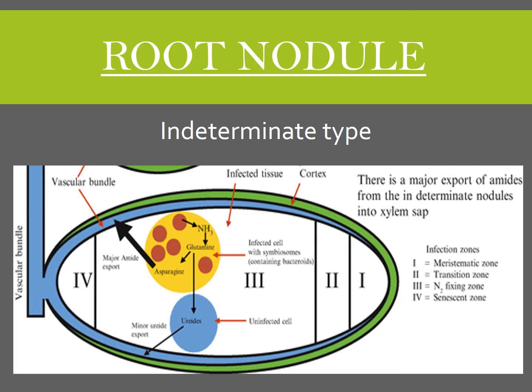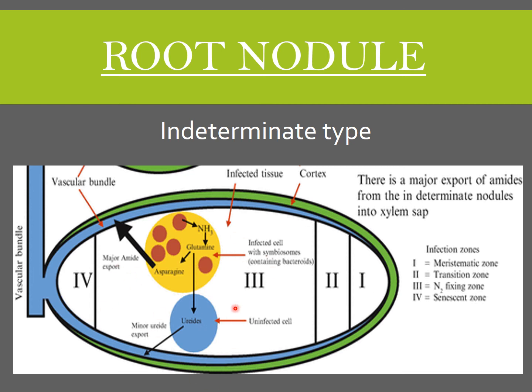When we talk about a root nodule, generally the type of root nodule present in legumes is of the indeterminate type, because it maintains an active apical meristem, or an active apical zone, which is continuously dividing and forming new cells throughout the life of the nodule. That type of nodule is called an indeterminate nodule, where there is an apical meristem continuously dividing to form new cells.